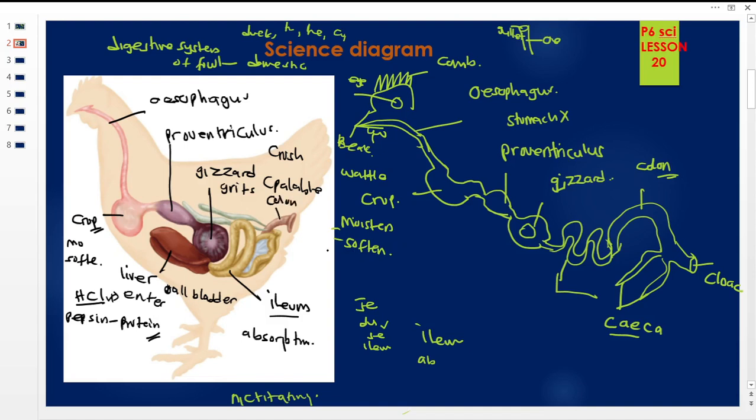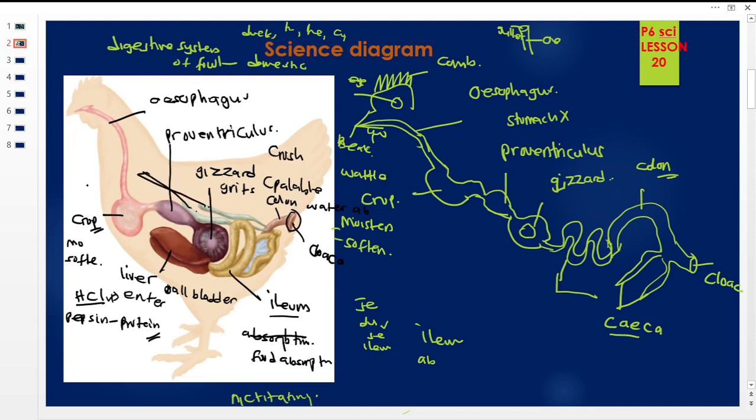Now this part here you are seeing is what we call the colon, and within the colon, that's where we have, this is not water absorption, it is food absorption. Food absorption, and within the colon, it's where we have water absorption. Now this opening you are seeing here is what we call the cloaca. It is pronounced cloaca.